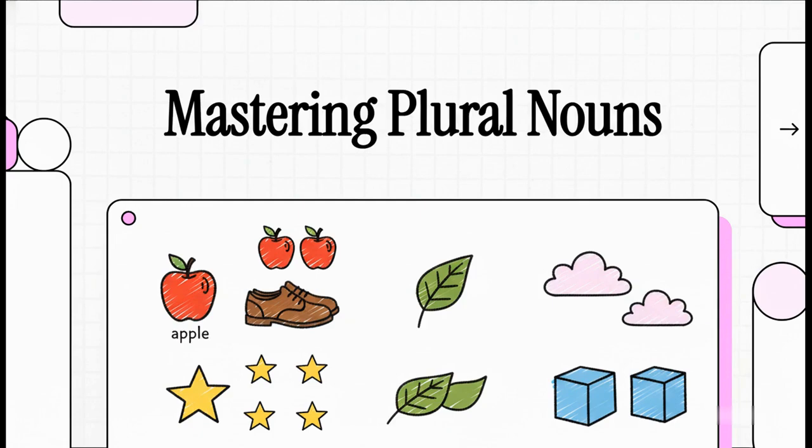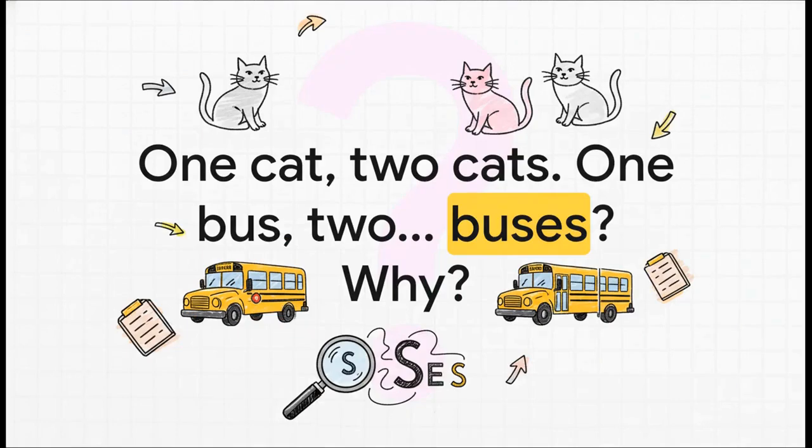So in this quick explainer, we're going to break down all the rules so you'll know exactly what to do every single time. So let's jump right in with a perfect example. We all know one cat, two cats. That's automatic. But what about one bus, two buses? Why does bus get that extra ES? It might seem totally random, but I promise you it's not. There's a logic to it, and that's exactly what we're here to unpack, the why behind all these little rules.